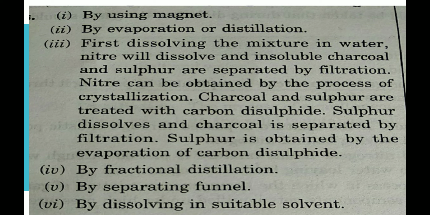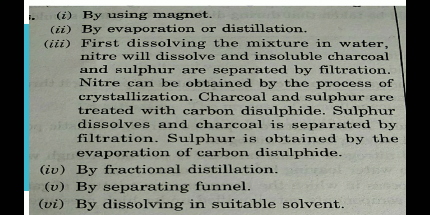Methyl alcohol and ethyl alcohol are separated using the fractional distillation process. Next, to separate benzene and water, a separating funnel can be used. Next, to separate carbon dioxide and hydrogen, sorry, they can be separated by dissolving in a suitable solvent, that is, sodium hydroxide or potassium hydroxide solution can be used.